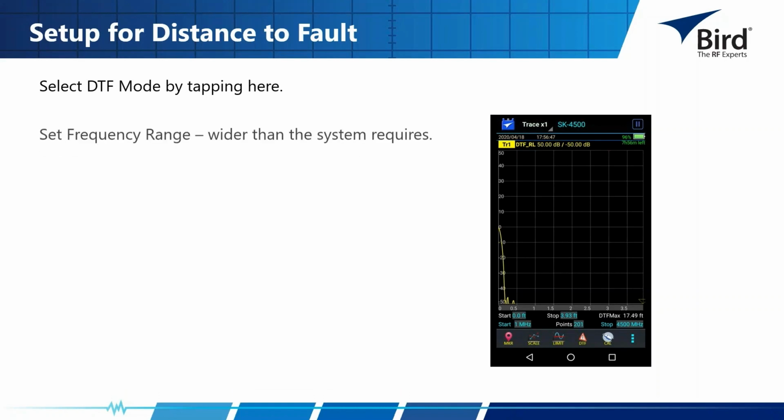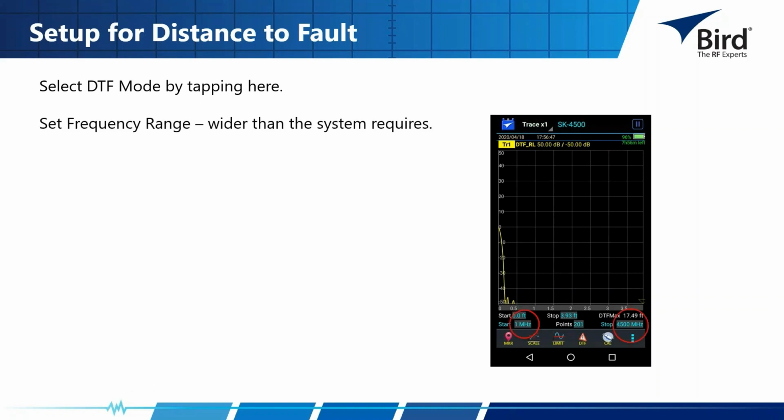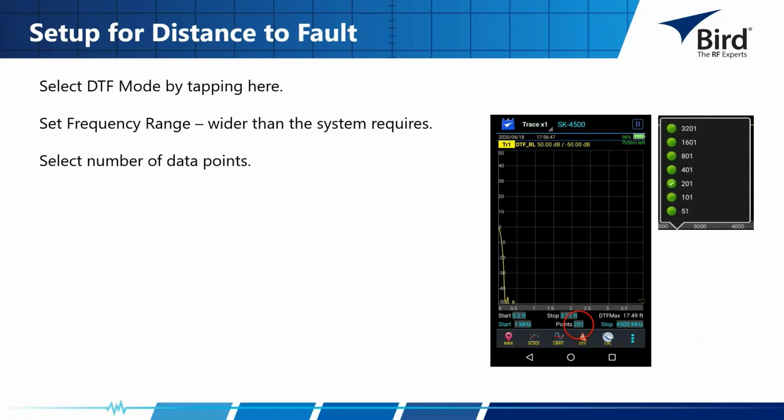Set your frequency range wider than the system requires. Right now, the unit is set from 1 megahertz up to 4,500 megahertz. If you have a little difficulty doing some quick math in your head, I'll explain how to change that. The next thing you'll want to do is select the number of data points. Right now I'm set to 201, but we can select anywhere from 51 up to 3,201 data points.